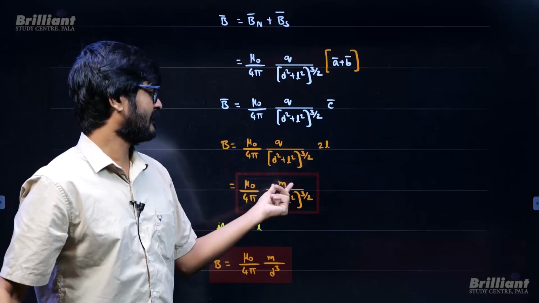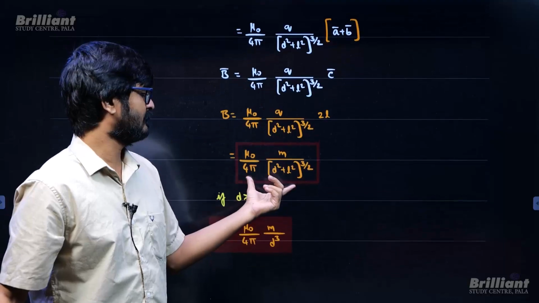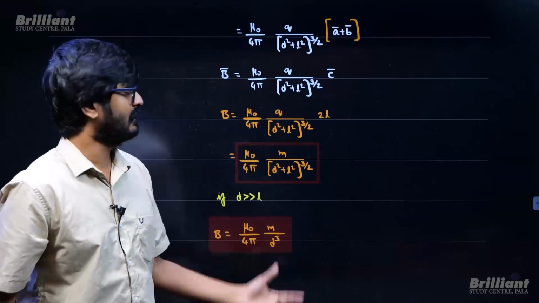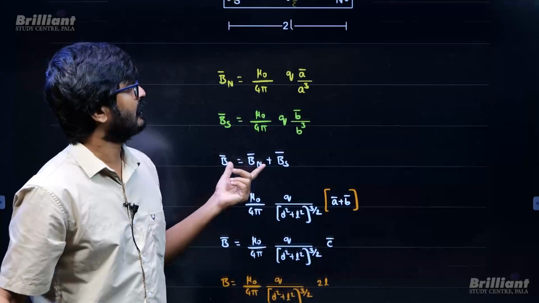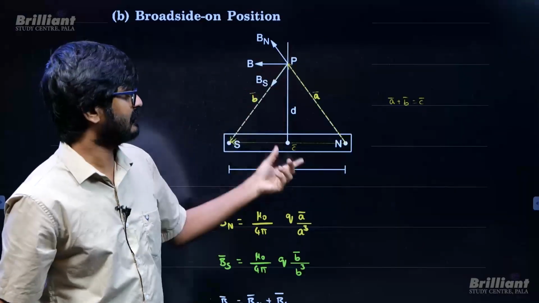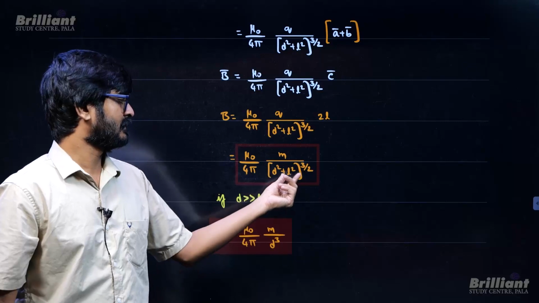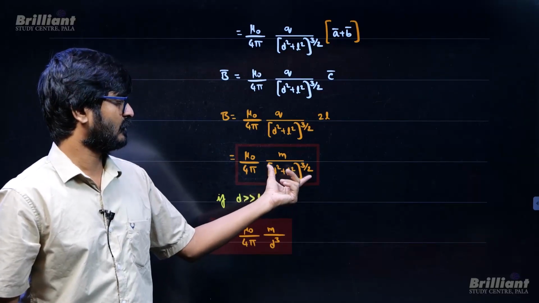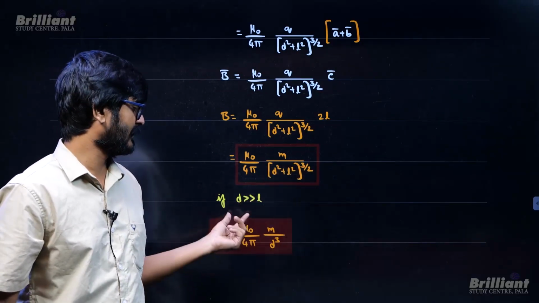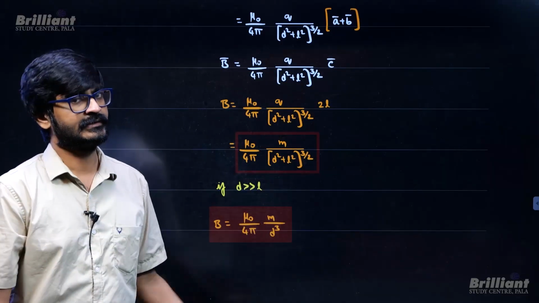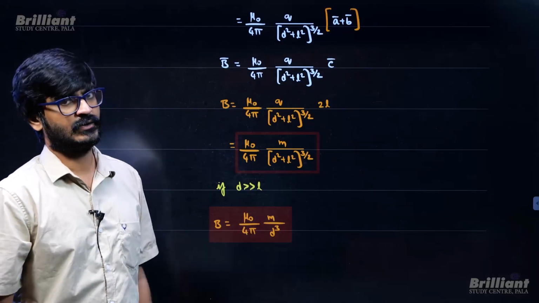Now q into 2L is magnetic moment. So you will be getting this form. That is when the distances are comparable. At a far away point, that is when D is much greater than 2L, how is it going to look? If D is much greater than 2L, then this is going to become D square whole power 3 by 2, which will be D cube. So you will be getting mu naught by 4 pi into m by D cube. That looks like the kp by r cube form.